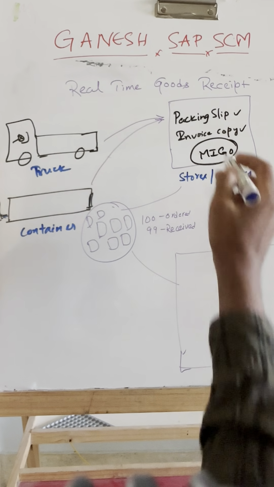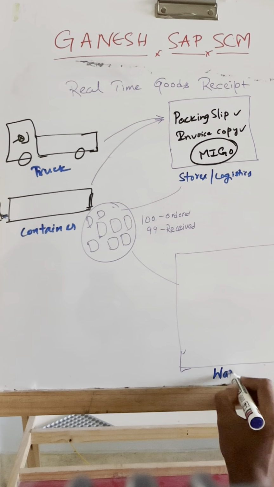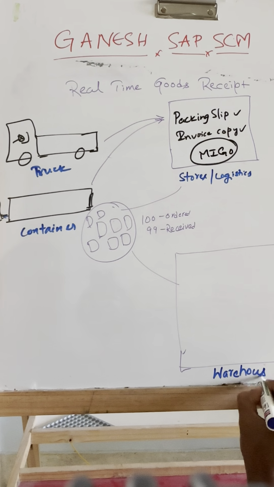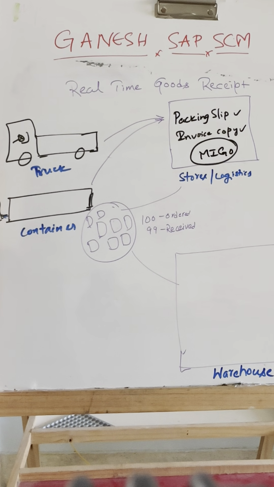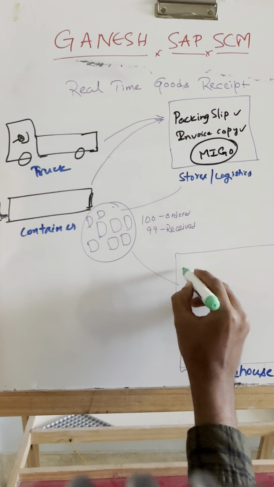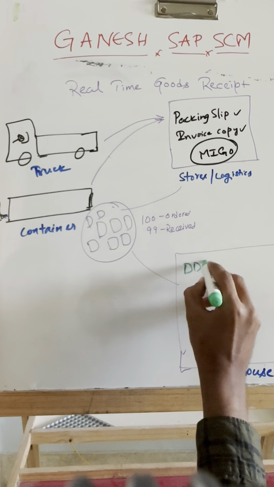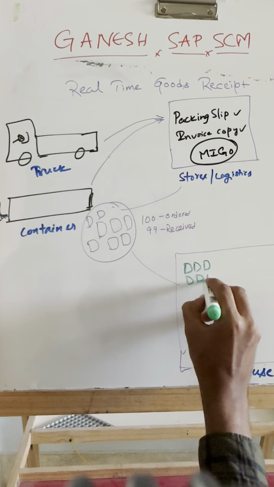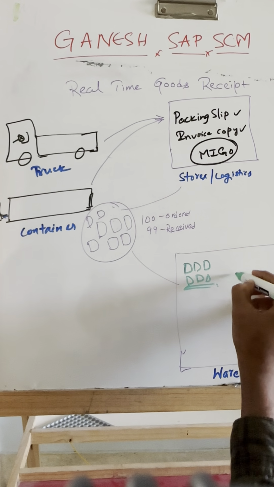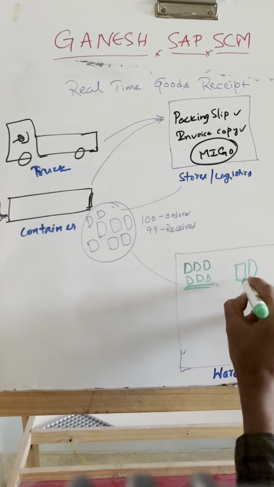It's like stores or logistics. That's the office team, and here this is the warehouse. So in the warehouse, they will come and keep the materials. They will store all the materials based on racking, or else they have a floor. The boxes, they will just store it.